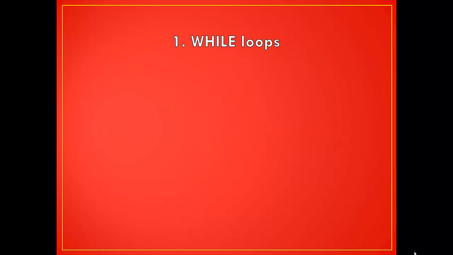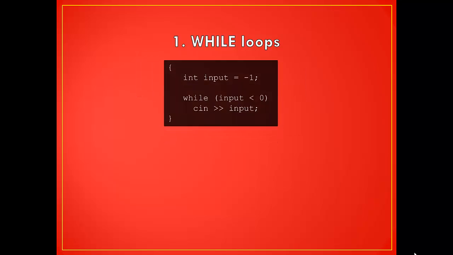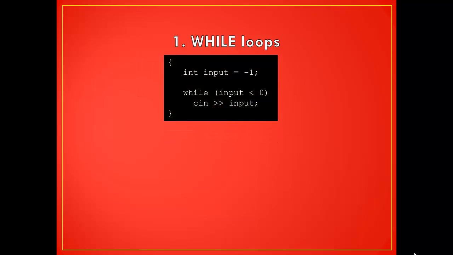As expected, while loops require the command while. This command should be followed by a Boolean expression containing parentheses, which is followed by the body statement. The body statement is the code to be executed if the Boolean expression evaluates true. In our first example, the loop will continue to execute until a value greater than 0 is entered as the input.